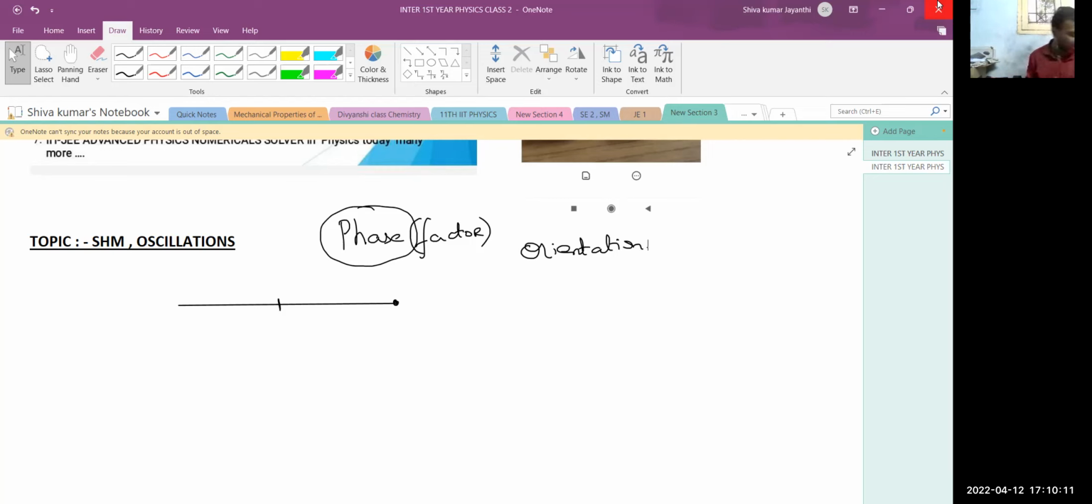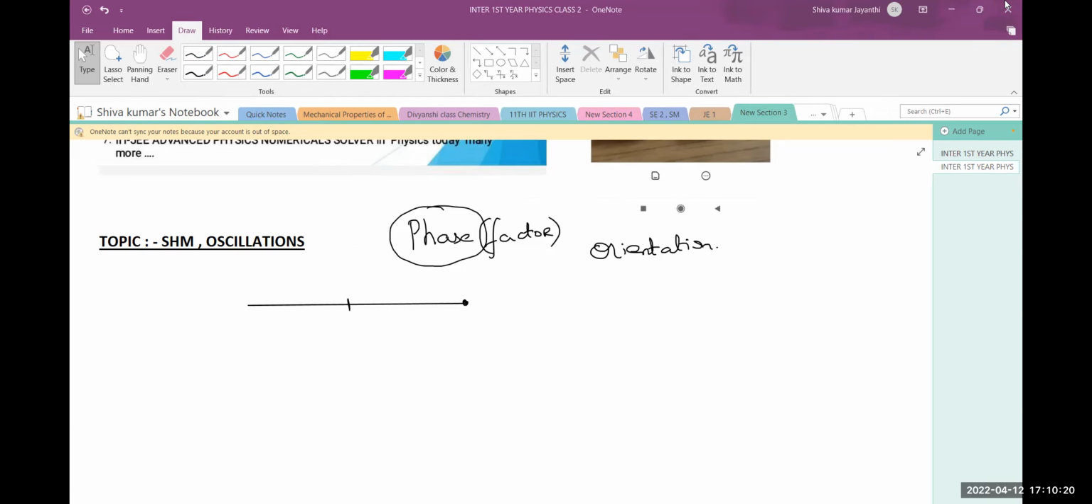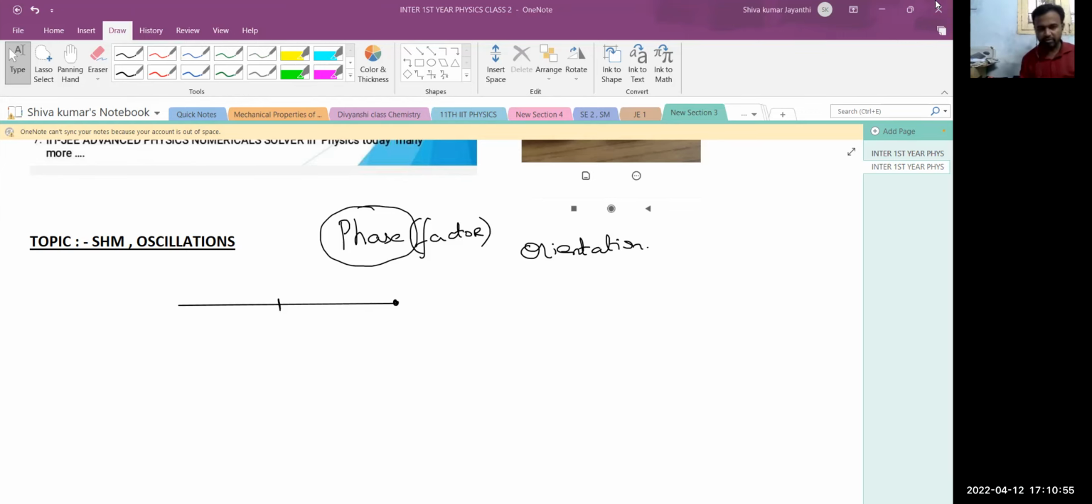Now, this sine wave and cos wave. Just a second. So, I'll switch off the. Yeah, now you can see. From morning I'm shouting.